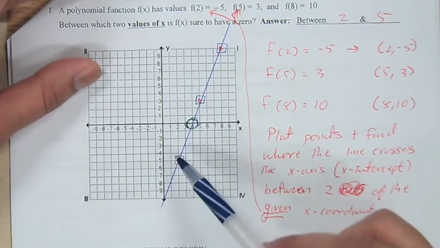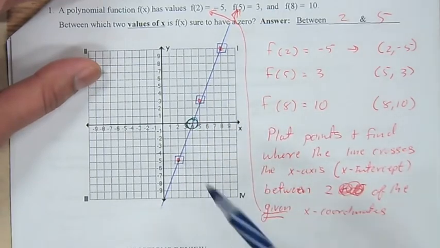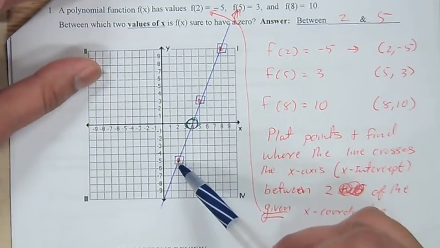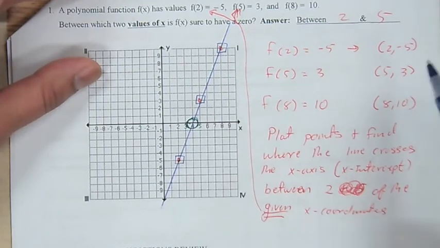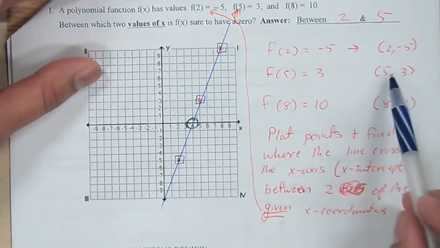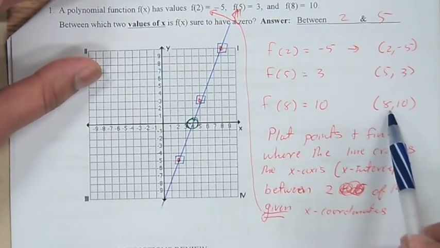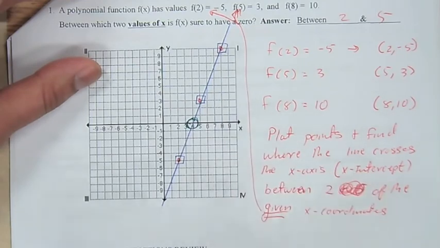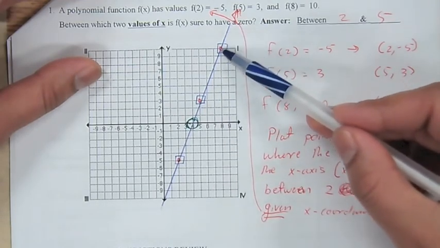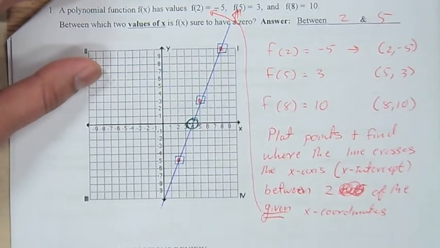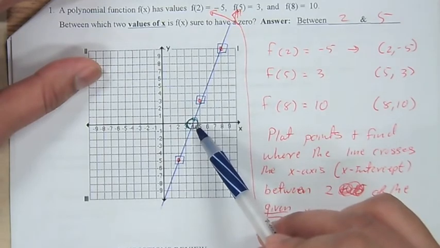So all I simply do is plot those 3 points on here. I plotted them here. That's your 2, -5. Then I've got the 5, 3. Go over 5, up 3. And then I've got it at 8, 10. Plot it there. And I just go ahead and take my straight edge and draw a line straight through all of them. Well, it crosses the x-axis right here.